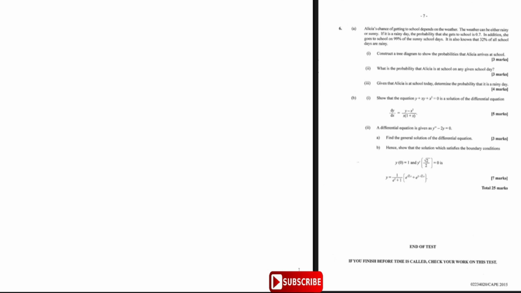Alicia goes to school 99% of the sunny days, and it is also known that 32% of all days are sunny. Construct a tree diagram to show the probability that Alicia arrives at school. So, first thing is the day can either be sunny or it can be rainy. I'm going to write S for sunny and R for rainy.